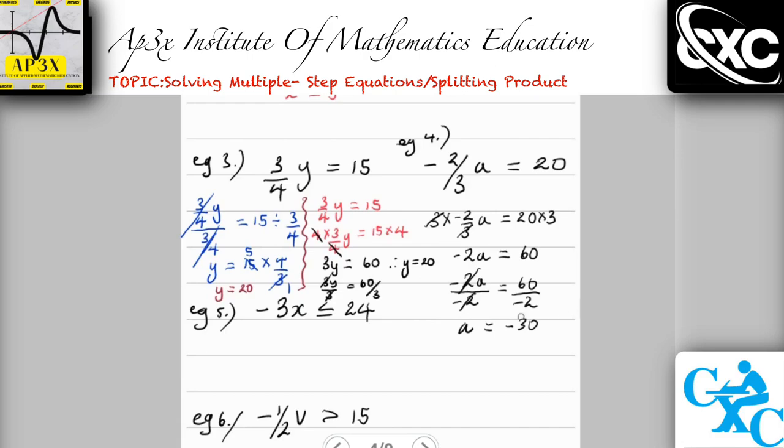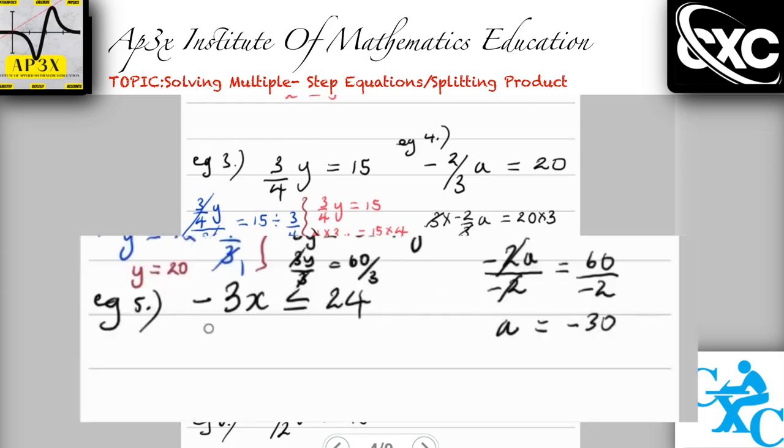All right, so nice question then. Let's look at example number 5 here: minus 3x is less than or equal to 24. Now we have to pay attention that we are not only going to be solving equations, we're going to be solving inequalities, and in part 1 we had discussed the importance of reversing the sign.